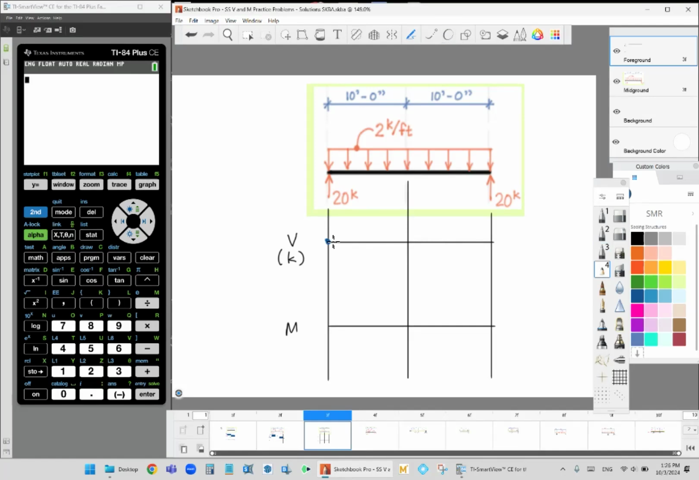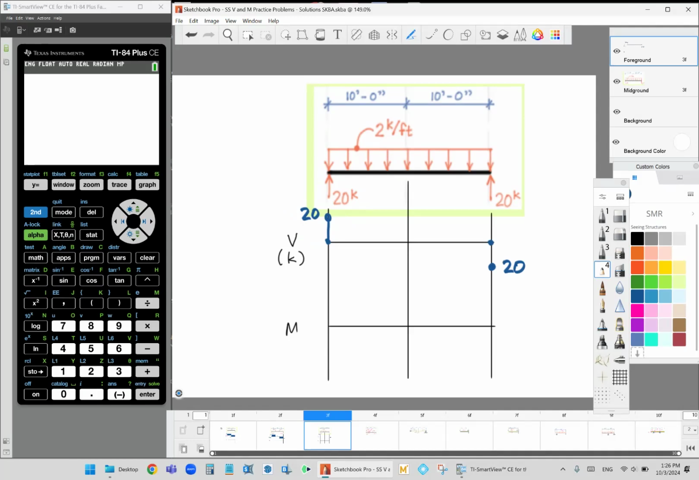All right, so we're going to start at 0, end at 0. First, we have 20 kips, an abrupt change in shear up, so we jump up to 20. Then over the length of the beam, we decrease by the area of this curve. So 2 kips per foot times 20 feet is 40 kips. So positive 20 minus 40, that lands me at negative 20.